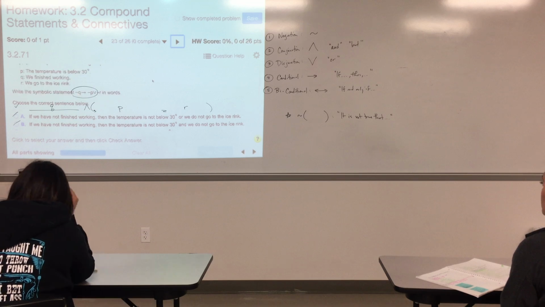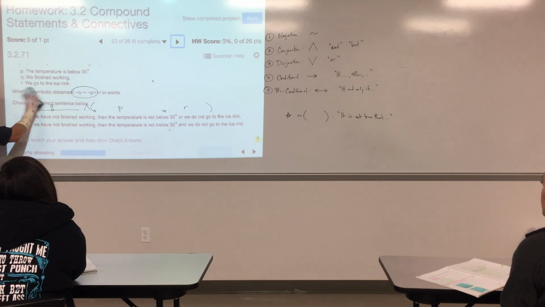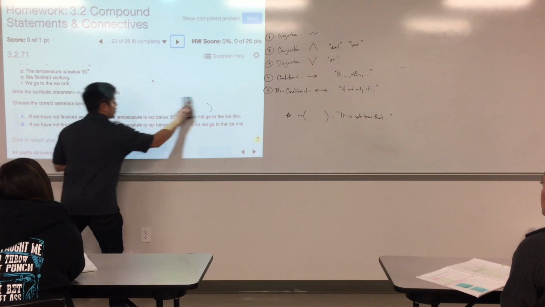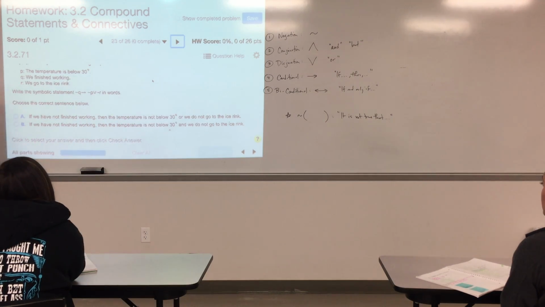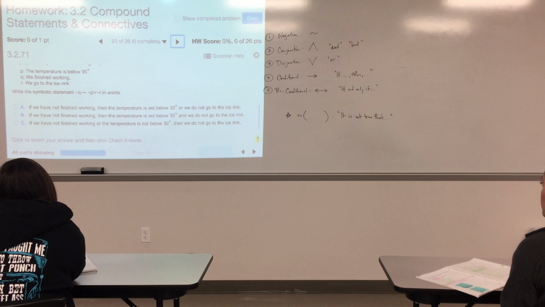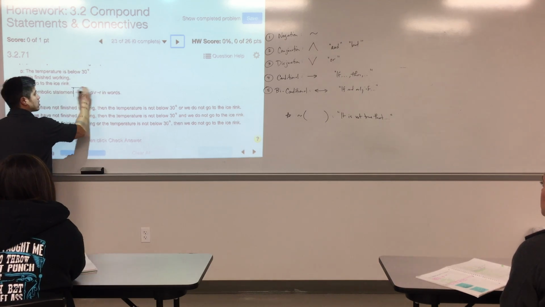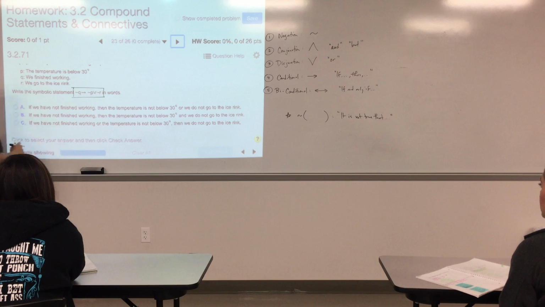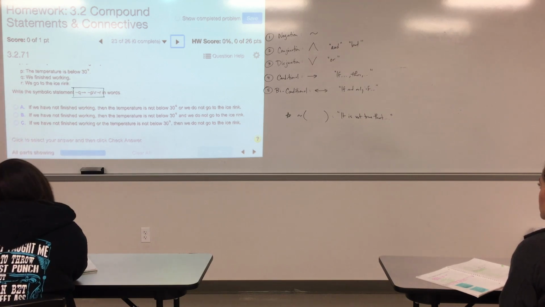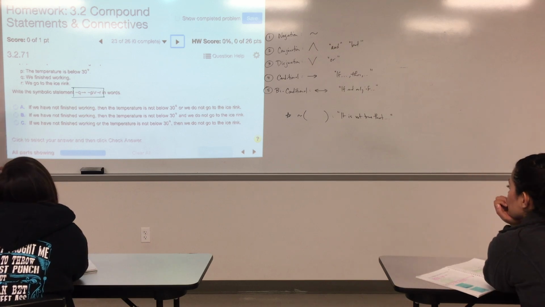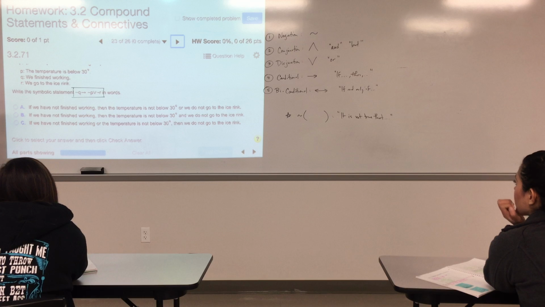Okay? Alright, let's take a look at this one. Let's see if we can do this. Probably going to be one of our last ones. Okay, here we go. So here is the statement: negation Q, conditional arrow, negation P, disjunction, negation R. Is this an overall if-then statement? Yes, it is, right?